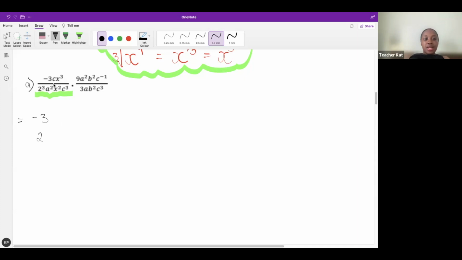There we go. Now, I'm going to subtract these exponents. So I have c to the power of 1 minus 3. So c is going to be to the power of what?